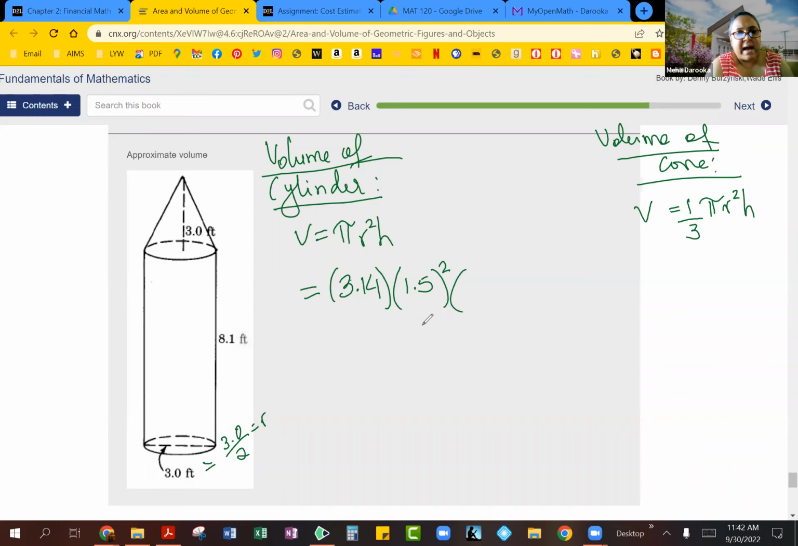And then of course the height for the cylinder is given to us as 8.1. So this is where you're basically doing radius times radius. So that's going to be feet times feet, which will give us the square feet. And then the height also is in feet. So the square and 1 more feet together, of course, is where the cubic calculation comes from. So this will be cubic feet for the volume.